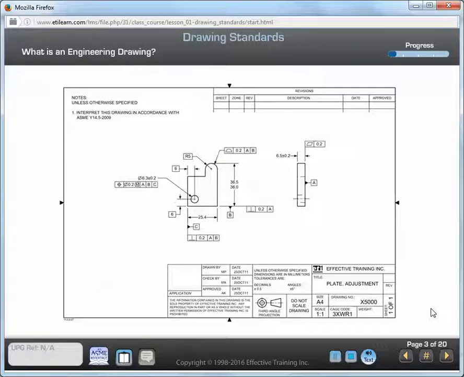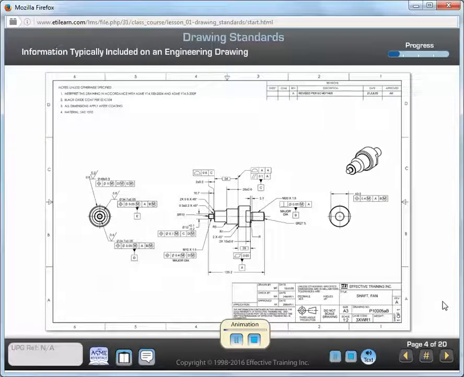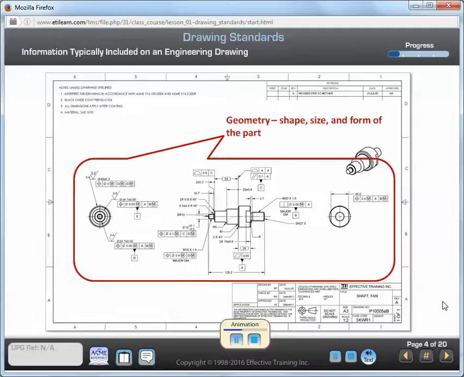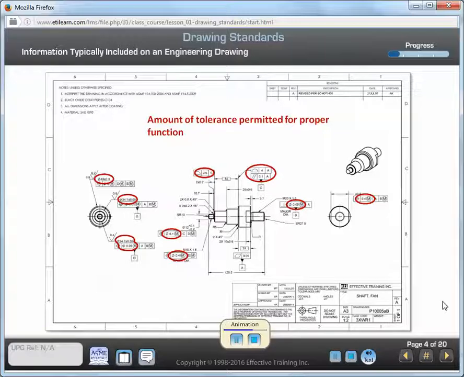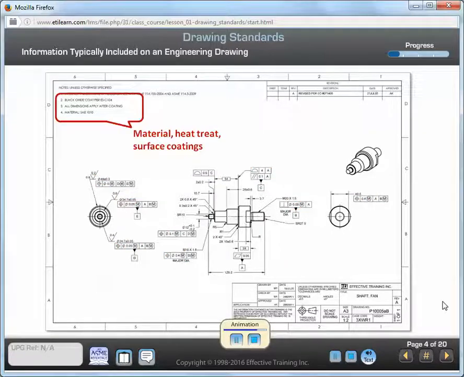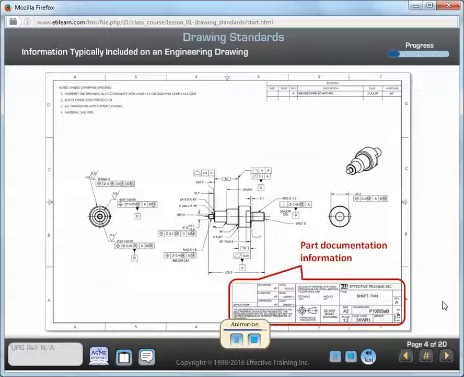An engineering drawing is a document or digital data file that communicates a precise description of a part. If you take a look at an engineering drawing, you'll see that it consists of pictures, words, numbers, and symbols that are used to communicate the part requirements. Engineering drawing information typically includes geometry, shape, size, and form of the part, important functional relationships, tolerance or variation permitted for proper function, material, heat treat, and surface coatings, part documentation information, part number, revision level, etc.